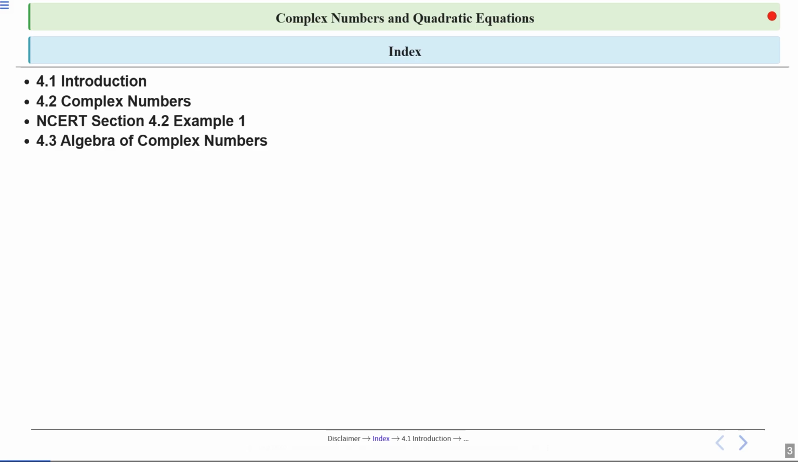Next, we will move to section 4.3, which covers the algebra of complex numbers. In this section, we will learn how we can add two complex numbers, how we can subtract two complex numbers, and how we can multiply and divide complex numbers.